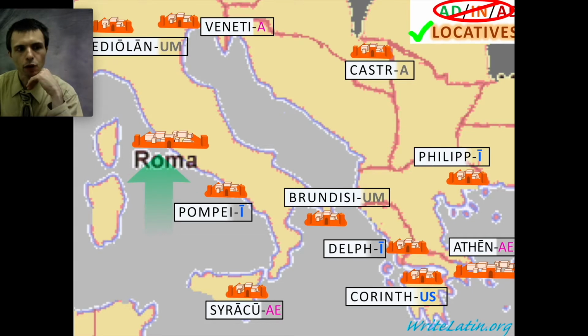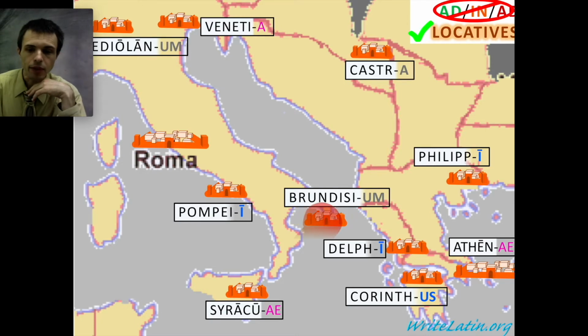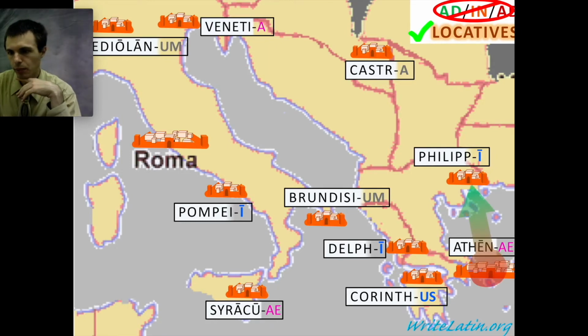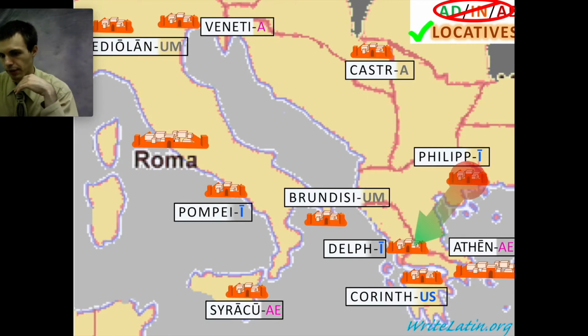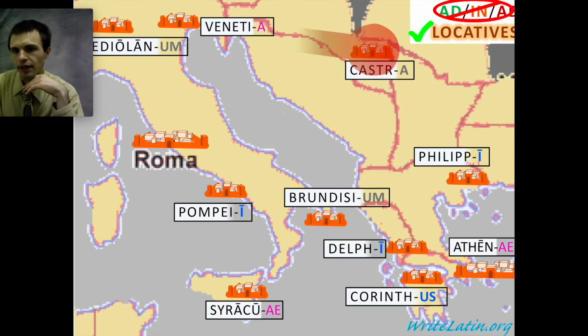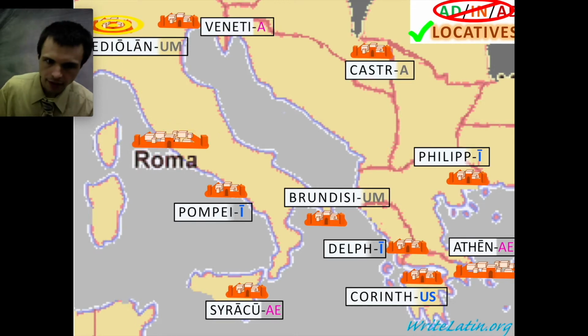So here's how it goes. Romam, Romae, Roma, Pompeios, Pompeiis, Pompeiis, Brundisium, Brundisii, Brundisio, Syracusas, Syracusis, Syracusis, Corinthum, Corinthi, Corintho, Athenas, Athenis, Athenis, Philippos, Philippis, Philippis, Delphos, Delphis, Delphis, castra, castris, castris, Venetiam, Venetiae, Venetia, Mediolanum, Mediolani, Mediolano, Roma, Romae. Hopefully you could do that. Now you try it yourself.